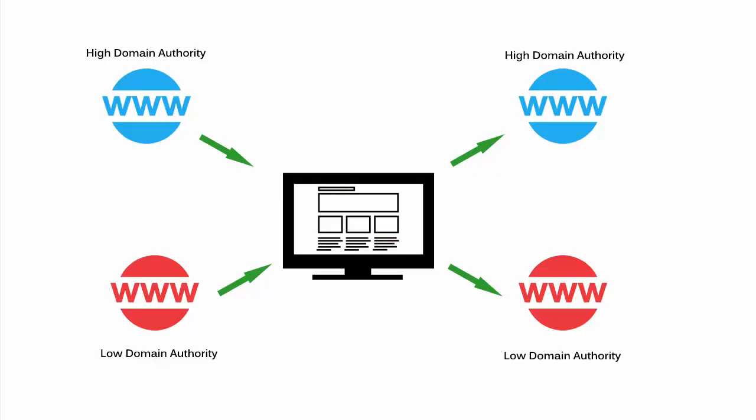If you look at this image, the computer screen in the middle represents your website and the arrows represent links. The outgoing arrows represent outgoing links and the incoming arrows represent incoming links. The best way to increase domain authority is to get a lot of backlinks from domains with high authority. Easier said than done, of course.